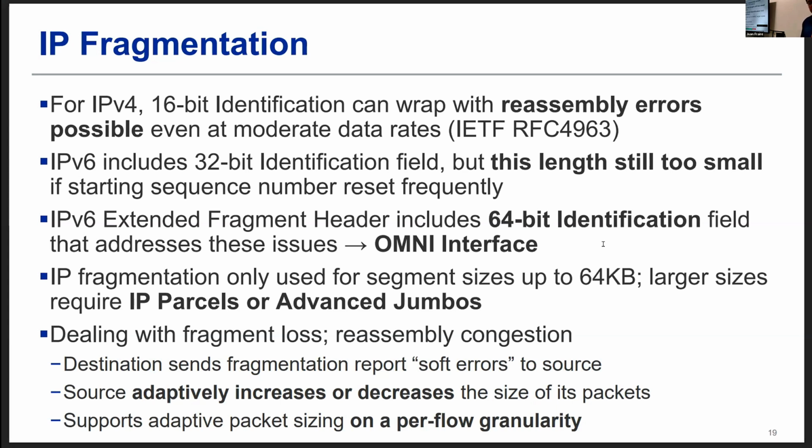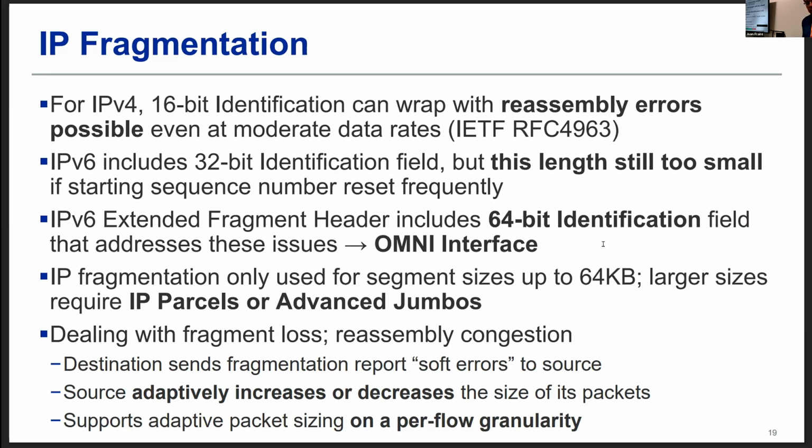IP version 6 includes a 32-bit identification field, but even this length is still too small if the starting sequence number is going to be reset frequently. We have defined something in the IETF called the IPv6 extended fragment header that includes a 64K bit identification field, and that addresses all these issues. And that's going to be included in what we call the OMNI interface, which can do fragmentation at a layer below IP. IP fragmentation is only used for segment sizes up to 64K bytes. The larger sizes would require IP parcels or advanced jumbos.